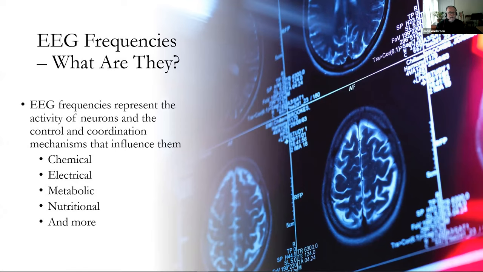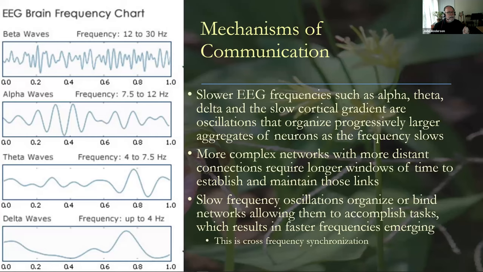So the frequencies are the representation, as I said, of neurons and the behaviors of those neurons that are influenced by multiple factors: chemical factors, electrical factors, metabolic factors, nutritional factors, drugs, for example, and other interventions as well. So the slower EEG frequencies, as I mentioned, alpha, theta, delta, and the slow cortical gradient are oscillations that organize progressively larger aggregates of neurons. So as the frequency slows, there's a larger window.